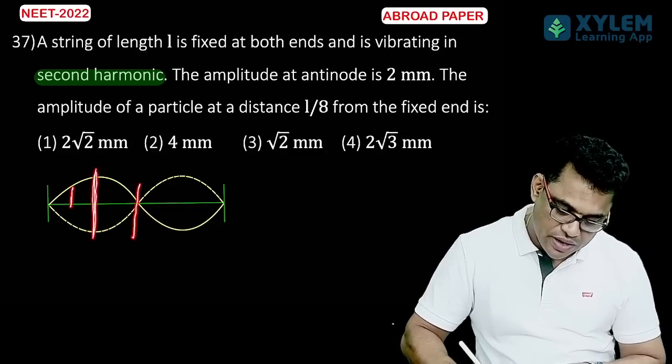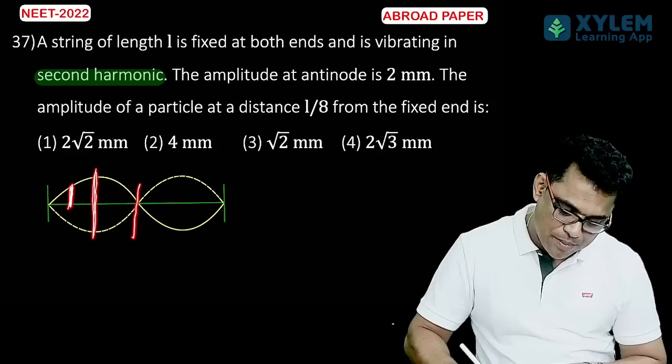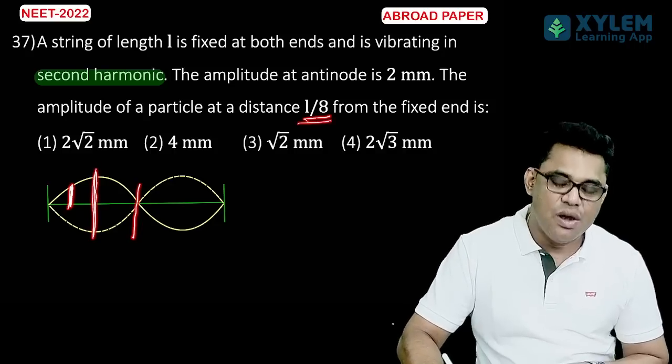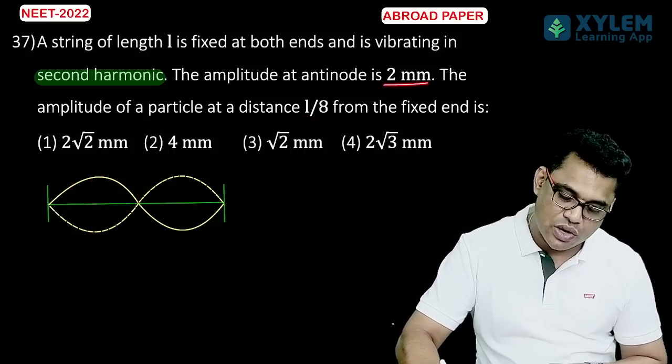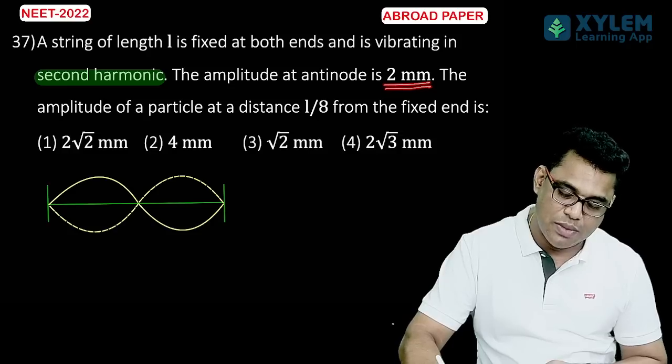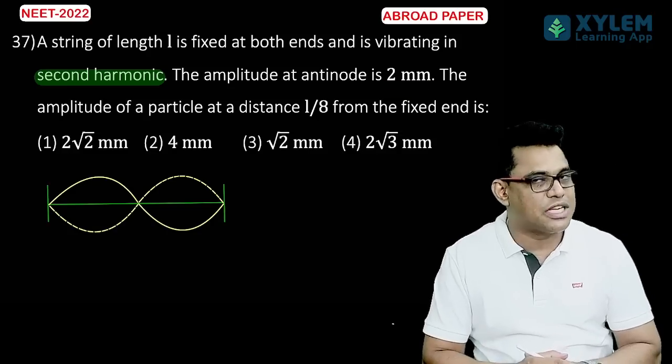L by 8 means somewhere here. Therefore, this amplitude at distance L by 8 will be lesser than the amplitude in the antinode. What is the amplitude in the antinode? 2 millimeter. Less than 2 millimeter must be the answer.